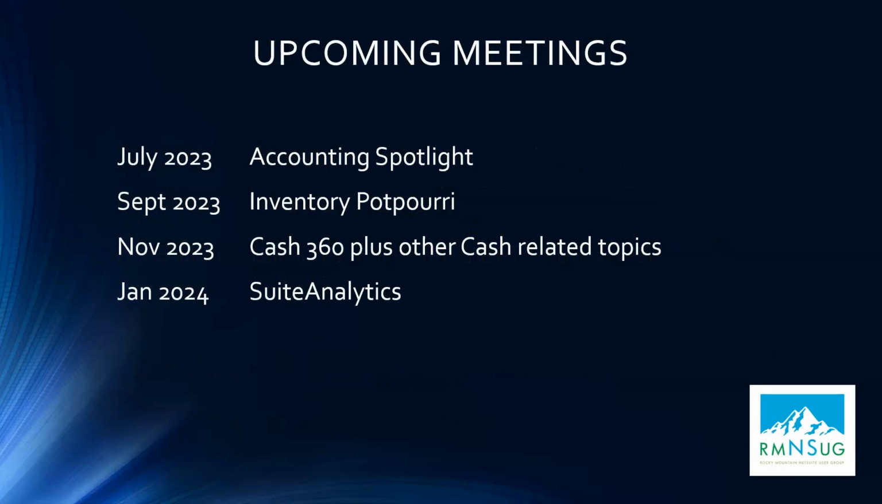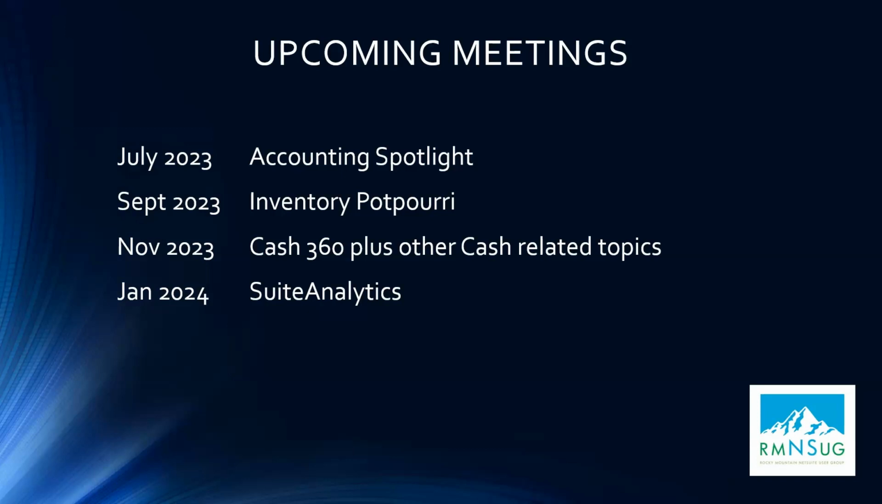So our upcoming meetings, we have July 2023. This is a meeting that we do every other year. That'll be our accounting spotlight. Then in September this year, we're going to have an inventory potpourri. So that'll be kind of a mishmash of inventory topics, not necessarily just one big long presentation, but we'll have several different topics in there. And inventory is always a very popular one for us.